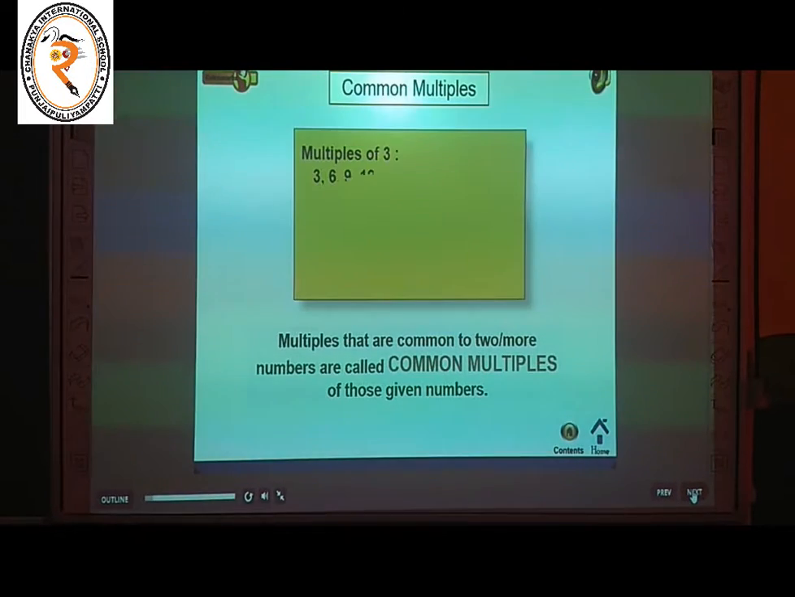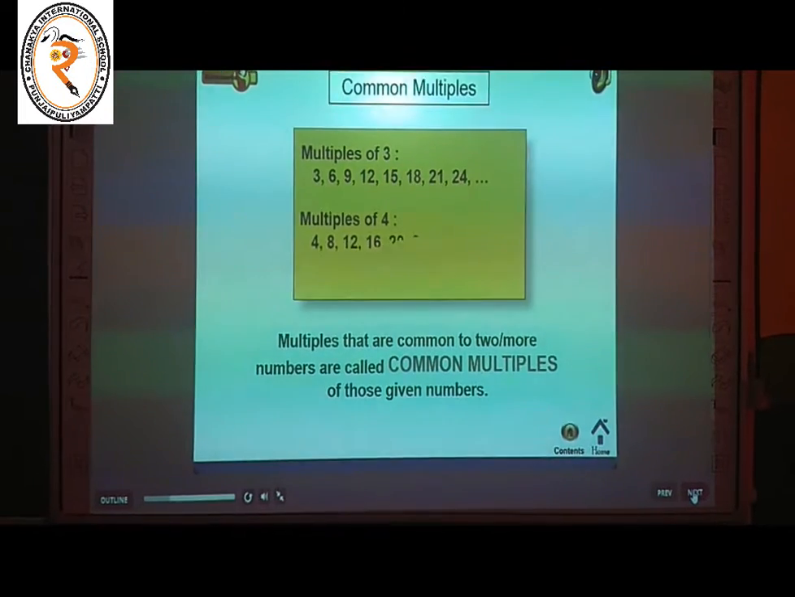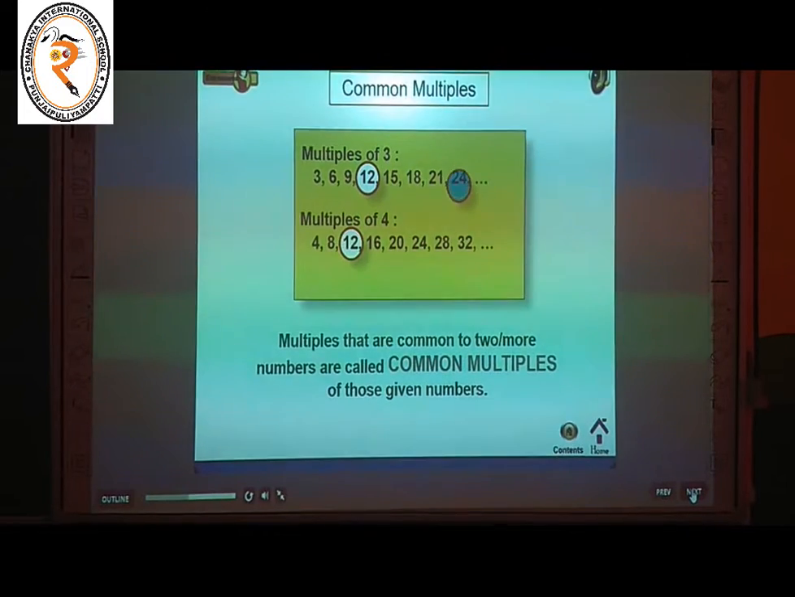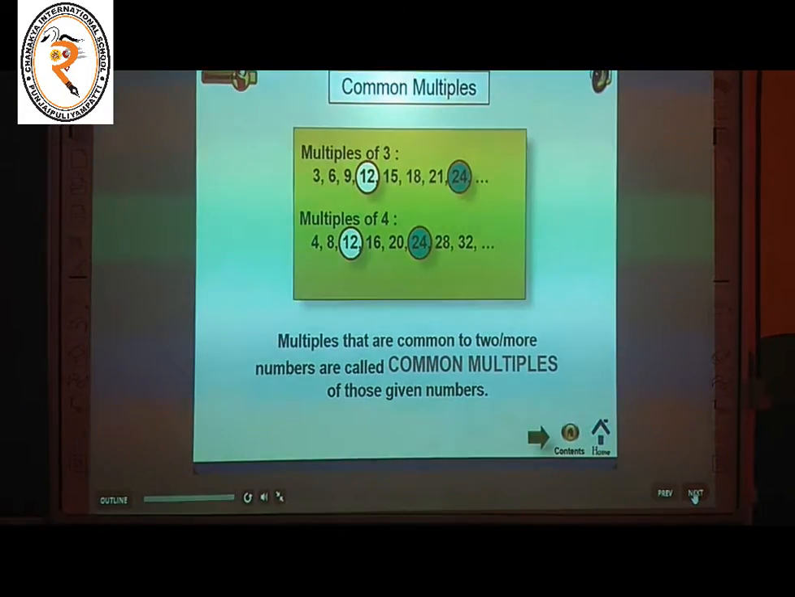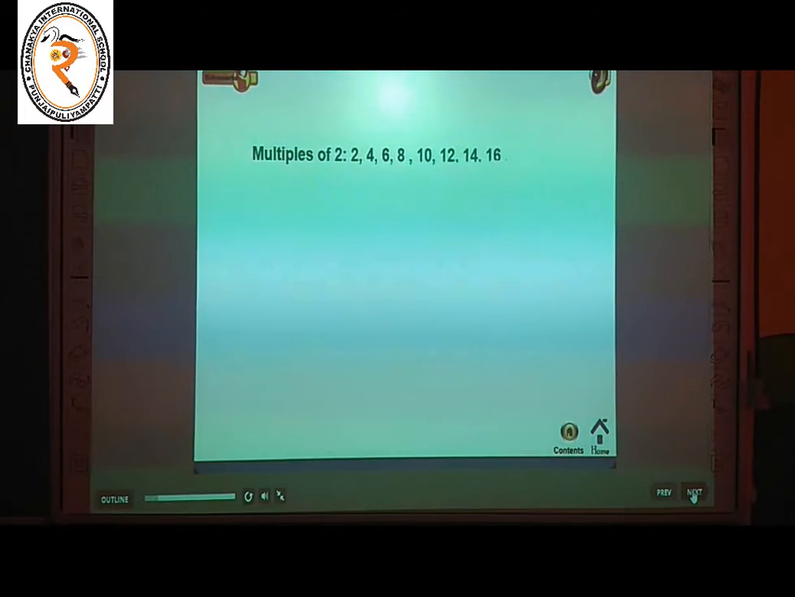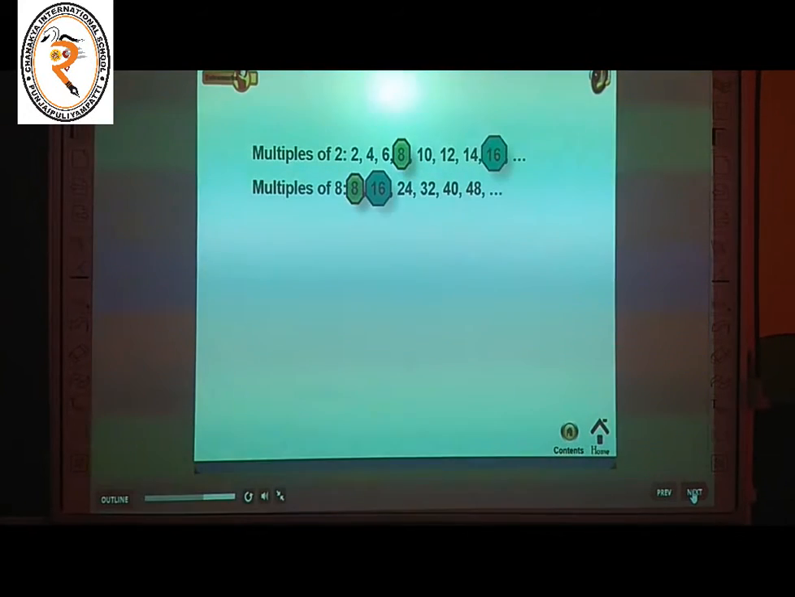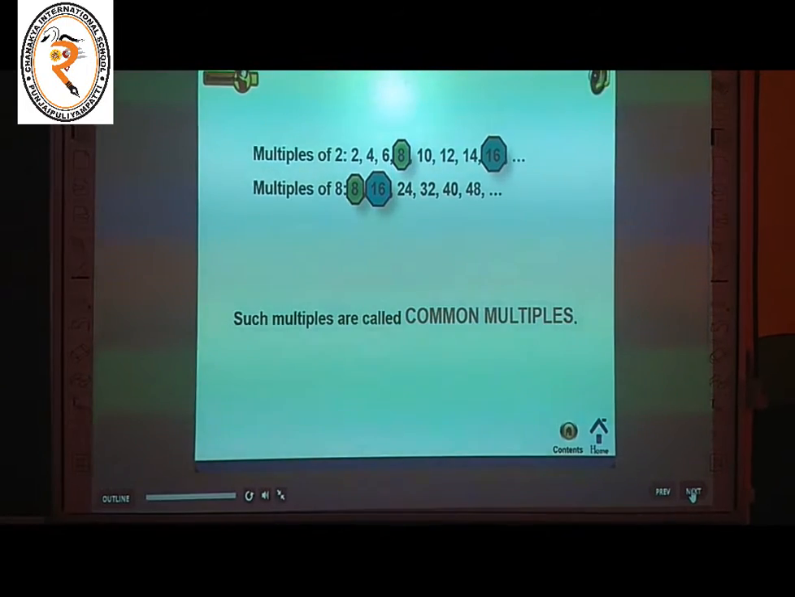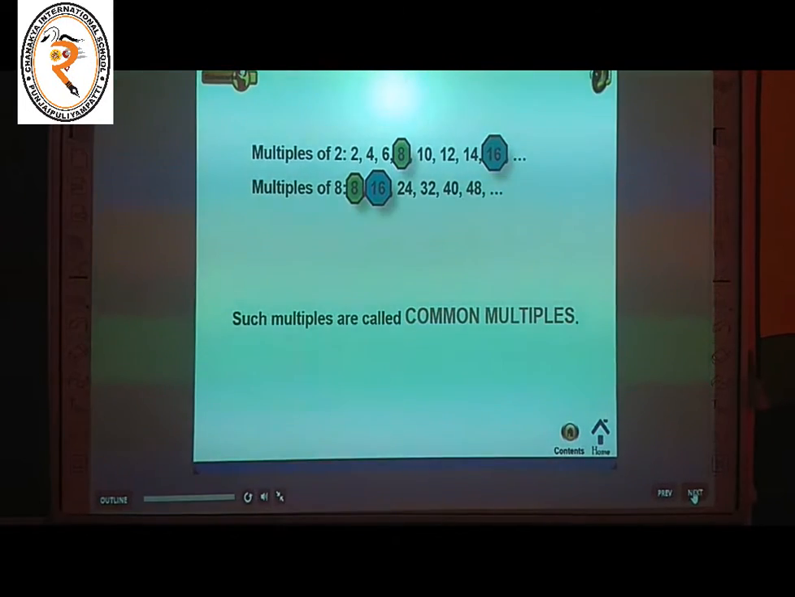Common multiples. Multiples that are common to two or more numbers are called the common multiples of those given numbers. Let us see multiples of some numbers. We see that 8, 16 are the multiples of both 2 and 8. Such multiples are called common multiples. We say 8, 16 are the common multiples of 2 and 8.